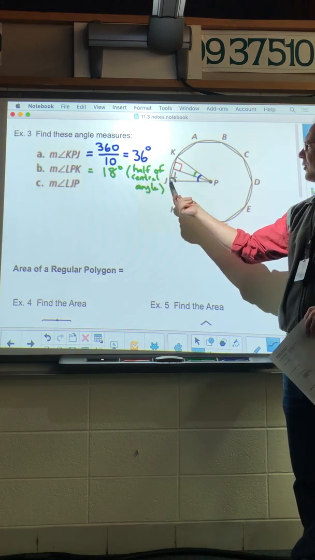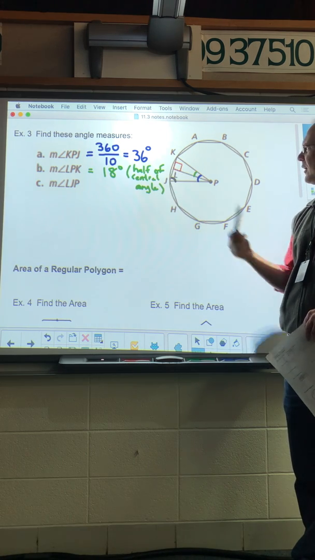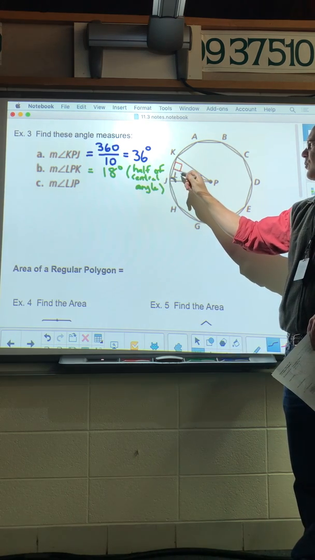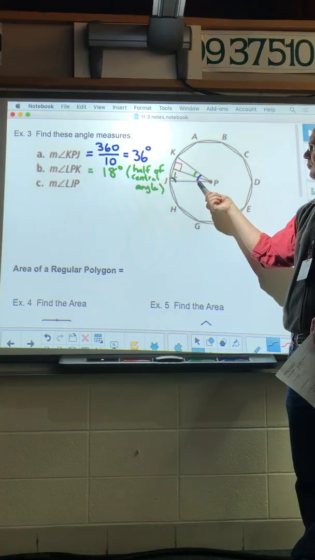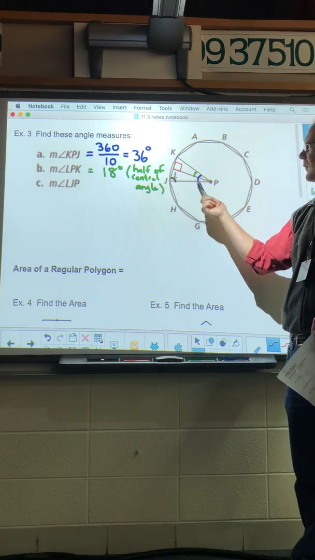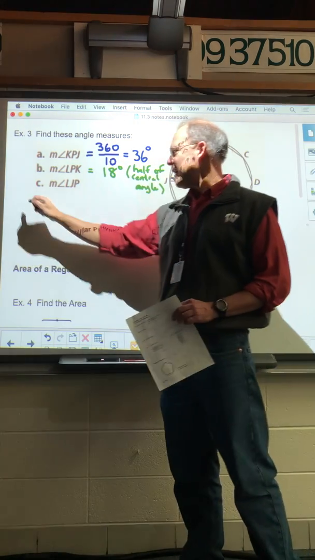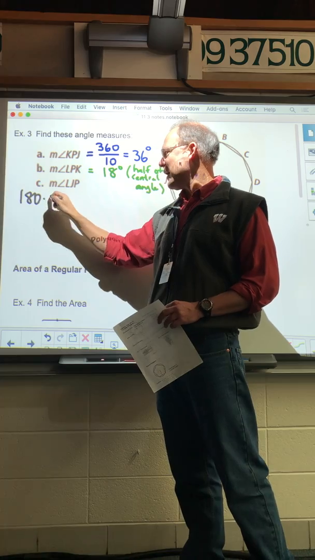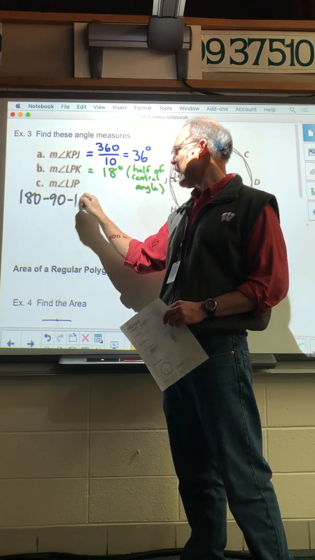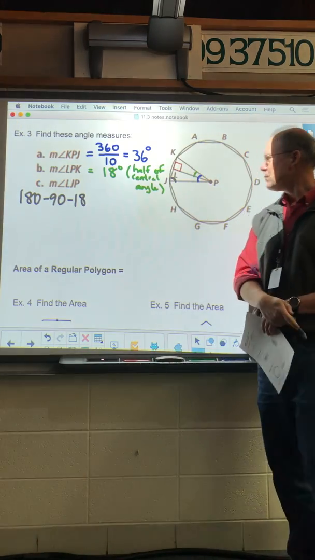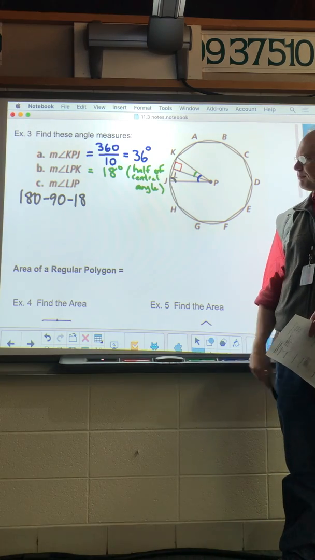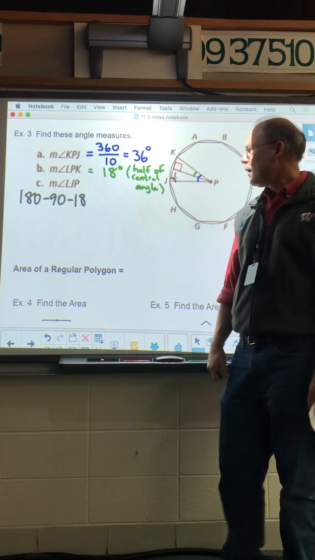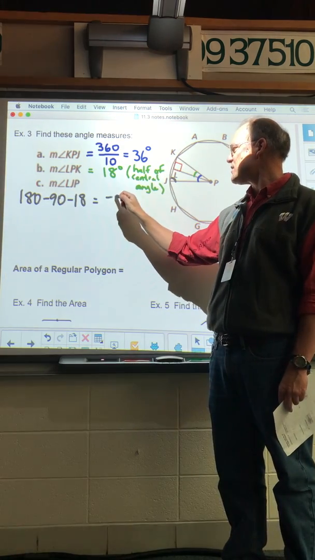Now remember triangles, the angles add up to 180, right? So we've got a 90-degree angle up here. This angle is also going to be 18. So if we do 180 minus 90 minus 18, what's left is going to be that angle right there. Looks like 72.